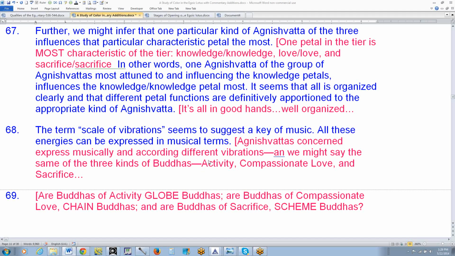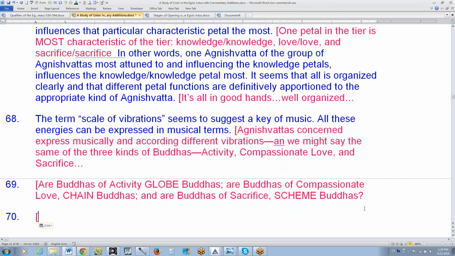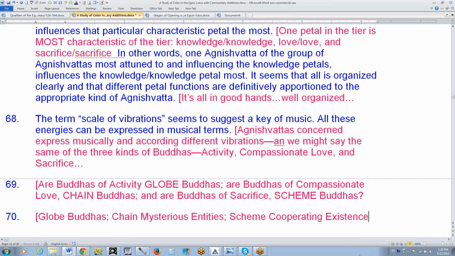And I've kind of asked, we obviously have globe Buddhas, chain entities, and scheme cooperating existences. Globe Buddhas, chain mysterious entities, let's get that right, M-Y-S, mysterious entities, and scheme cooperating existences. Where does Sanat Kumara fit in all those? Is he represented in every one of the three that is possible?